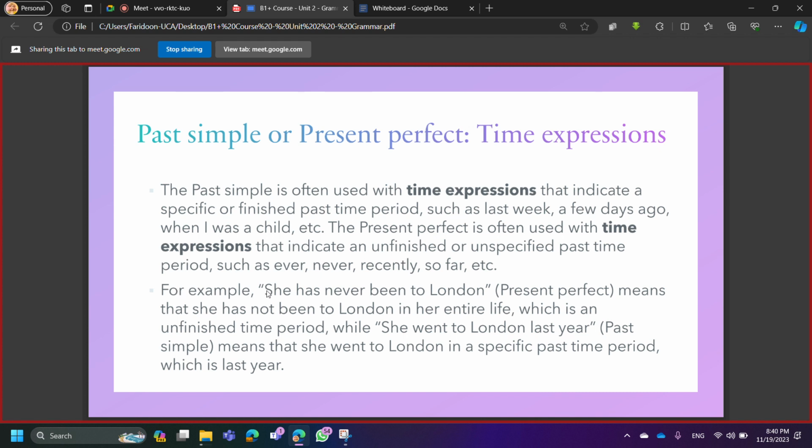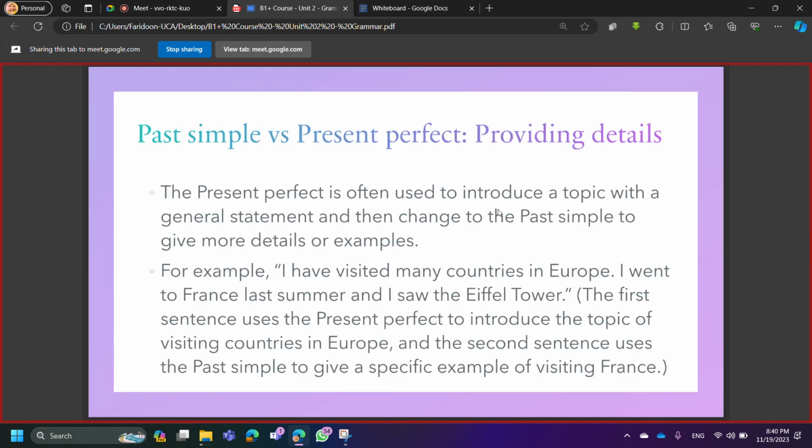Okay, for example, she has never been to London. Never been to London. This is the present perfect. It means that she has not been to London in her entire life. And the entire life is an unfinished time period. She's still alive. But when you say she went to London last year, this is the past simple and it means that she went to London in a specific past time period, which is 365 days or whatever, in total last year. Okay, in this case.